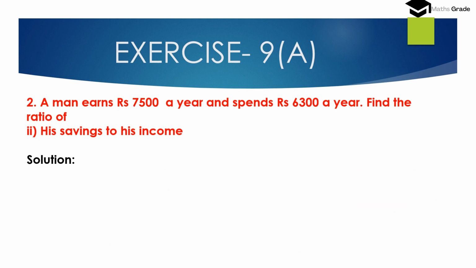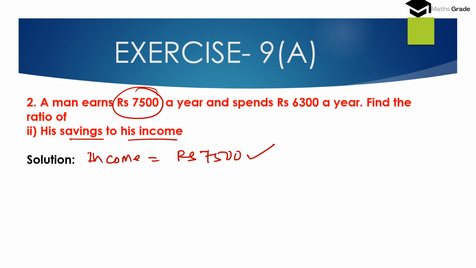Now we will solve question number 2, part b. Find the ratio of his savings to his income. A man earns 7,500 rupees in a year, so his income is 7,500 rupees. He spends 6,300 rupees in a year. So his savings will be income minus spending money, that is expenditure.